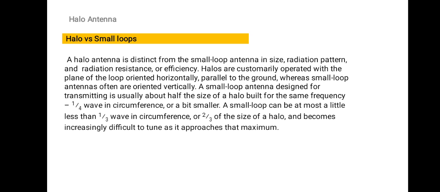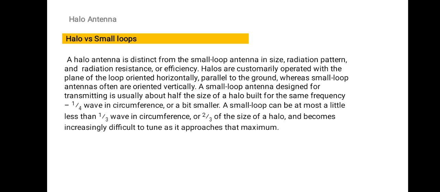Next is halo versus small loops. A halo antenna is distinct from the small loop antenna in size, radiation pattern, and radiation resistance, or efficiency. Halos are customarily operated with the plane of the loop oriented horizontally, parallel to the ground, whereas small loop antennas often are oriented vertically.